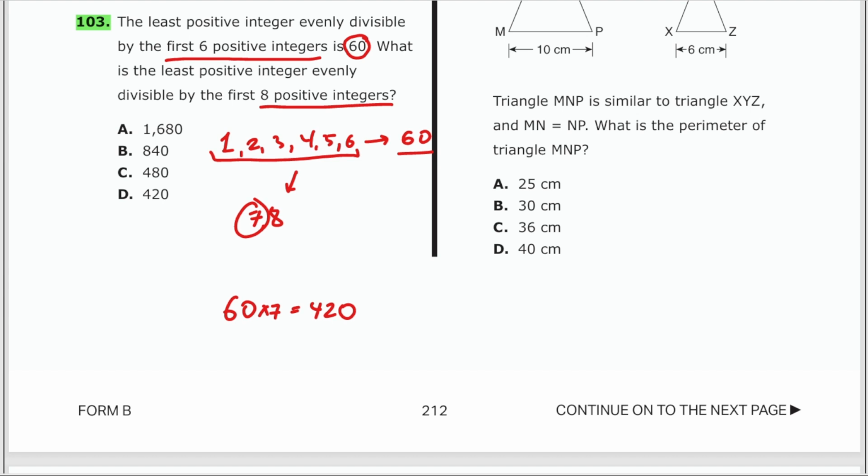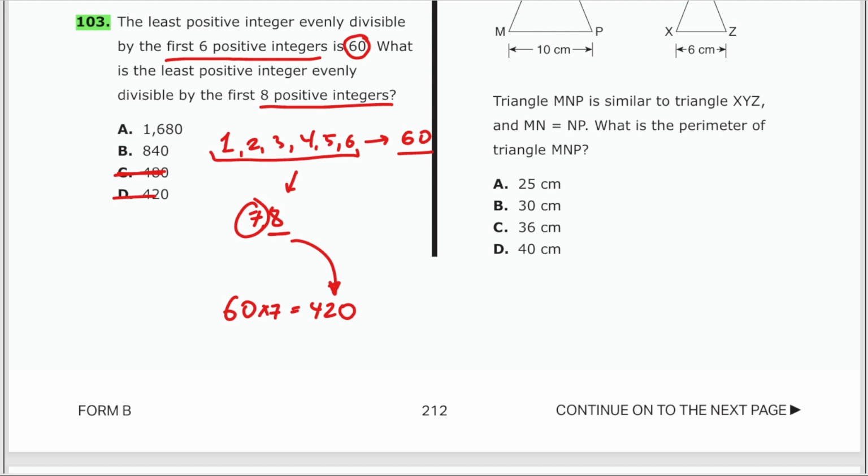Okay? So, from here on, 420 will most likely have to go, and C, 480, will most likely have to go as well. Why? Because we also need to accommodate for 8. So we need to most likely multiply 420 by something, and if we do, 480 will have to go as well. Okay, now what about 8?